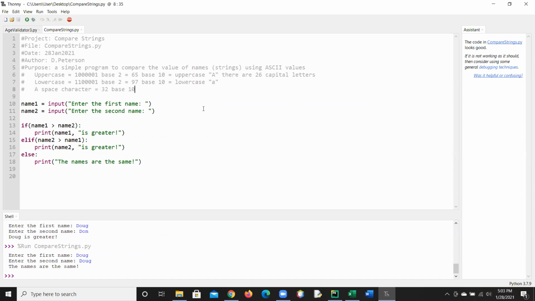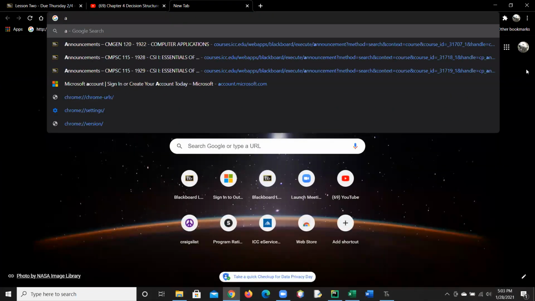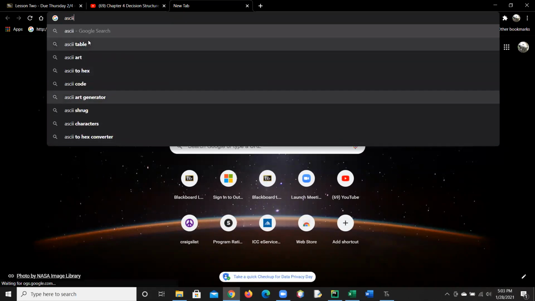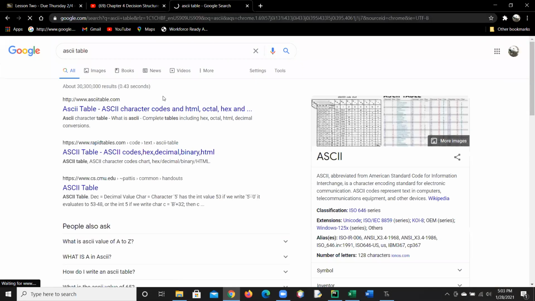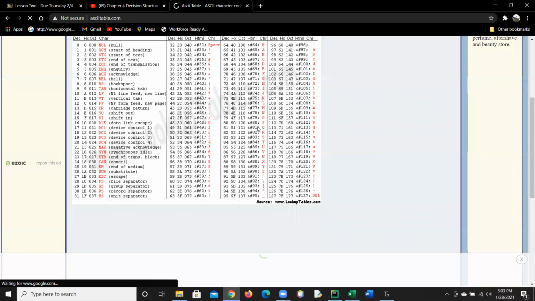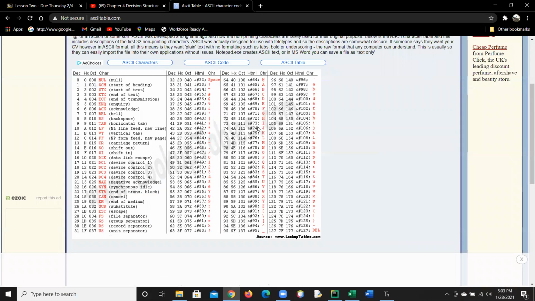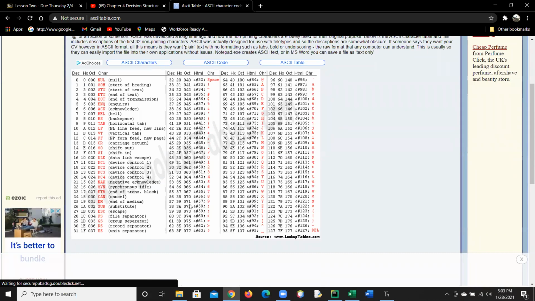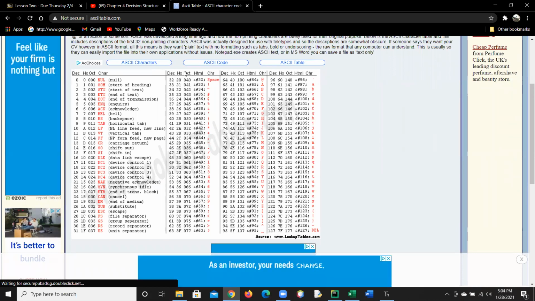So again, if you've never looked at ASCII before, take a look at it. If you go over here and just type in ASCII table, oh, is that a good one? So here they are right here. Okay. And so you can see here's the numbers, and here they are in decimal, hexadecimal, octal, HTML, and what is the character.